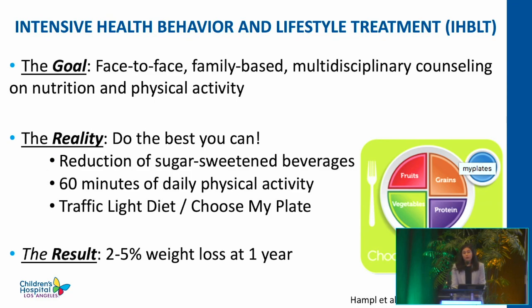But there are multiple papers that show us that even when done well, the weight loss is 2 to 5%. So if you have someone who has class 3 obesity and needs to lose 40% of their body weight in order to have risk reduction of comorbidities, 2 to 5% is just a drop in the bucket.